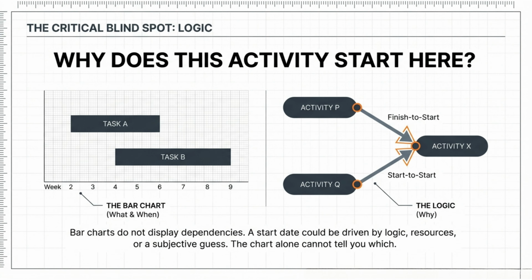Look at the 2 tasks here, Task A and Task B. Task B starts in week 4. Why does it start in week 4? Is it because Task A must finish first, a logical dependency? Is it because the equipment needed for Task B only becomes available in week 4, a resource constraint? Or is it because someone made an educated guess when they drew the bar, a subjective estimate that might have absolutely no logical basis? The chart cannot tell you.